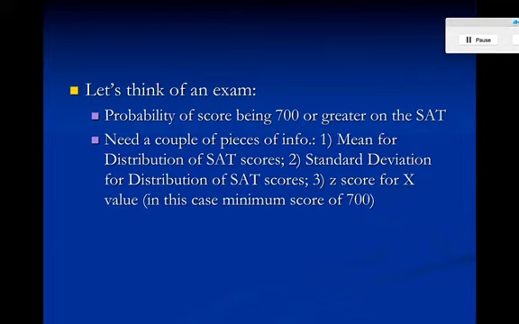So what I need to do is convert this value of 700 into a z-score, and then for that z-score and anything above it, I'm going to be able to calculate the probability, because that's what's of interest to me. I want to know the probability of someone getting a 700 or greater on the SAT.